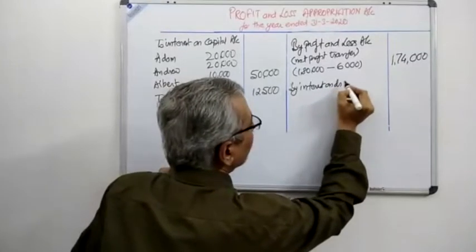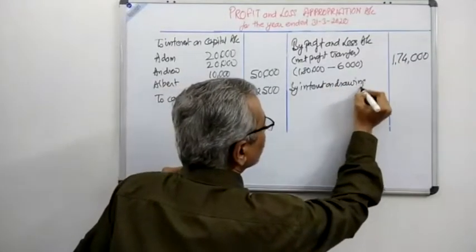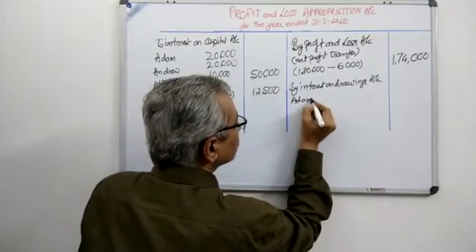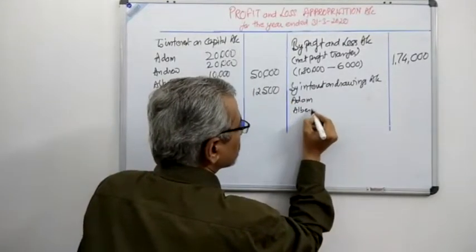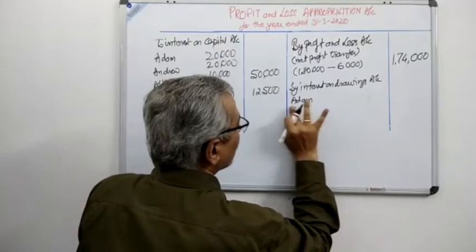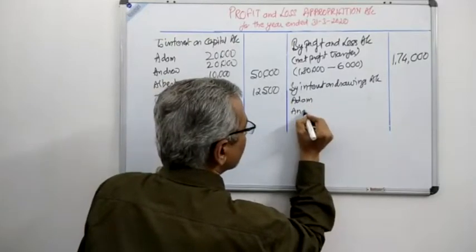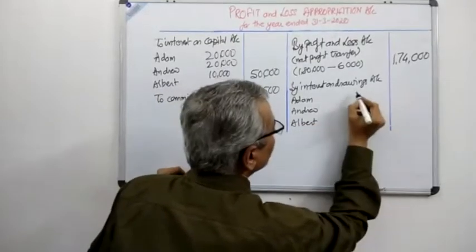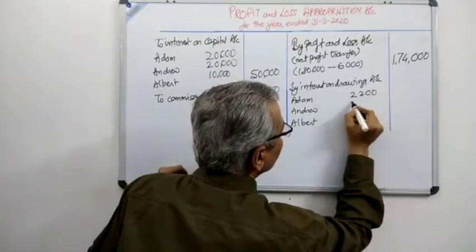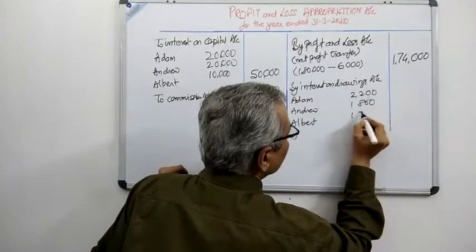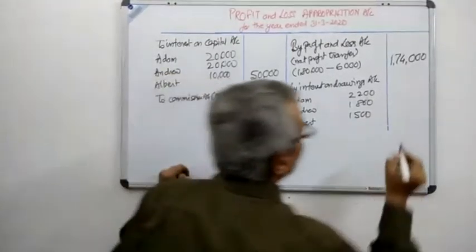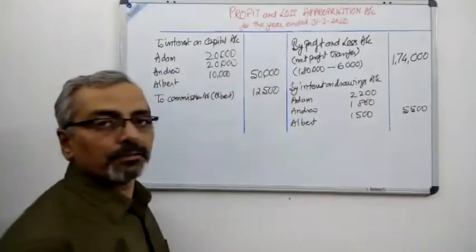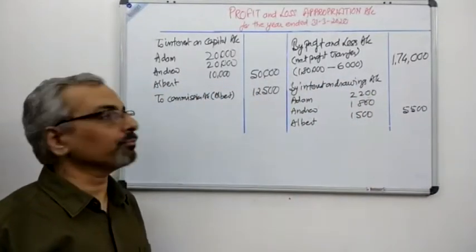We'll write that down over here by interest on drawings account, and we have three partners, Adam, Andrew and Albert. And if you remember, 2,200, 1,800 and 1,500. That gives a figure of 5,500.